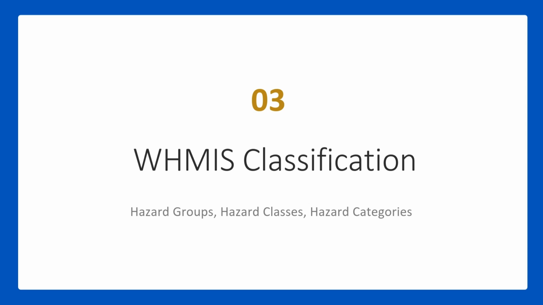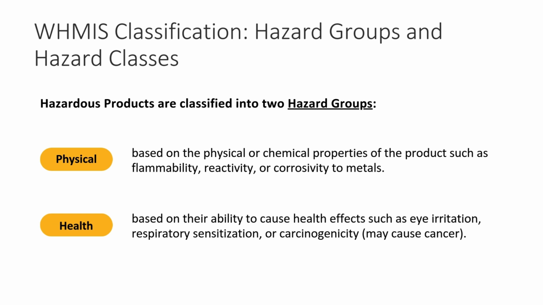Module 3, WHMIS Classification. Hazardous products are classified into two hazard groups. One, physical, based on the physical or chemical properties of the product such as flammability, reactivity, or corrosivity to metals. Two, health, based on their ability to cause health effects such as eye irritation, respiratory sensitization, or carcinogenicity, may cause cancer.